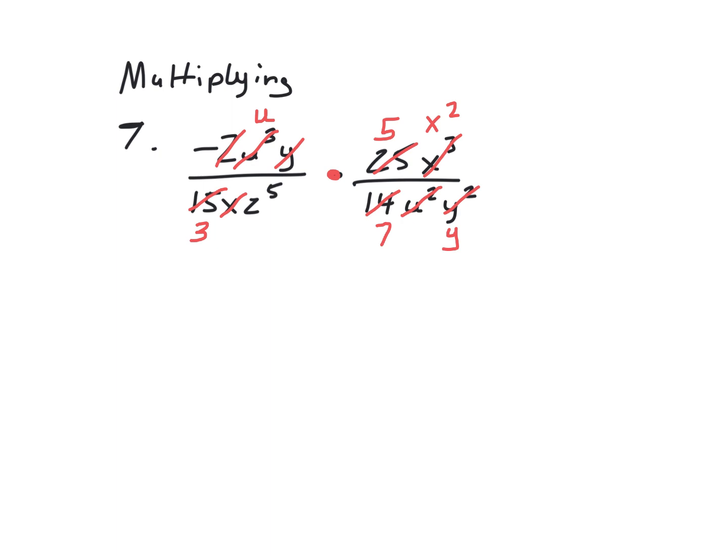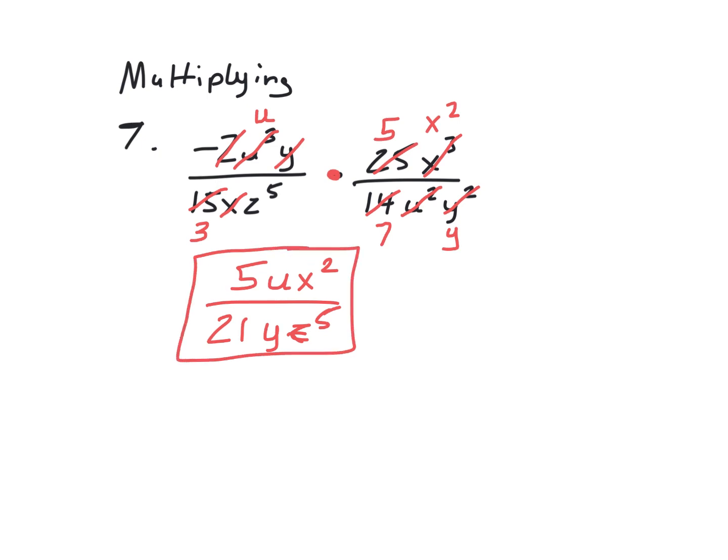Okay, now kind of cleaning this up. On the top, I've got 5ux squared. And on the bottom, I have 3 times 7, so I have 21. I'm going to keep these in alphabetical order, so it would be y, z to the 5th. And now looking at this, nothing else would reduce or cancel. And so that would be my answer there.